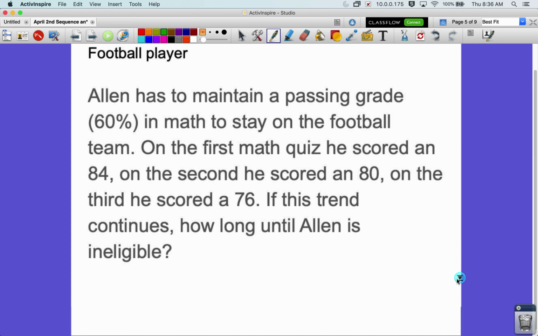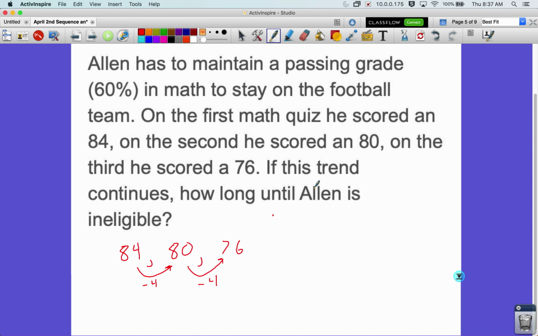So what kind of trend do we see here? We got an 84, then an 80, then a 76. This has a common difference. He's doing exactly 4 points worse on each quiz. And so we're trying to see, if this trend continues, how long until he's ineligible. Now, recognize this is not the same as asking how long until Alan scores a 60% or worse on a test. His grade is going to be the average of all of these.